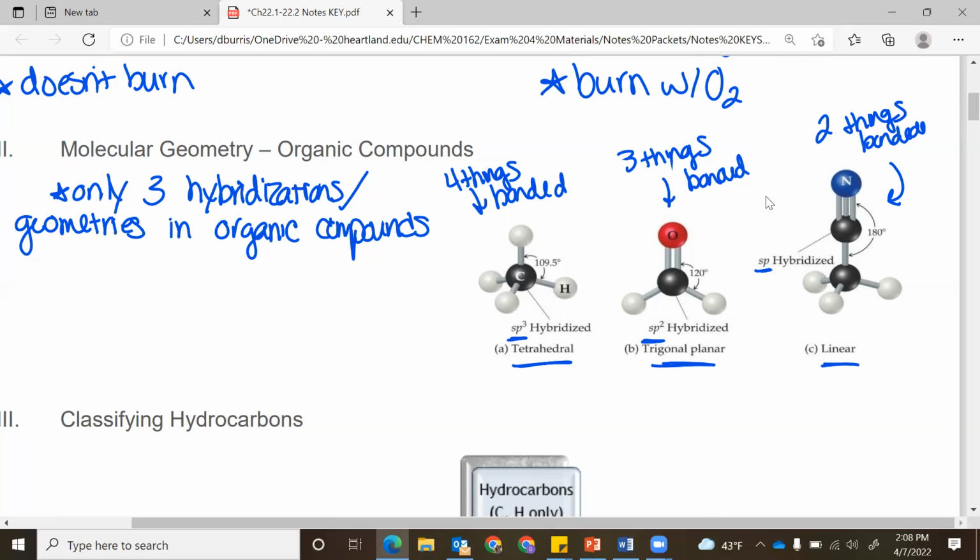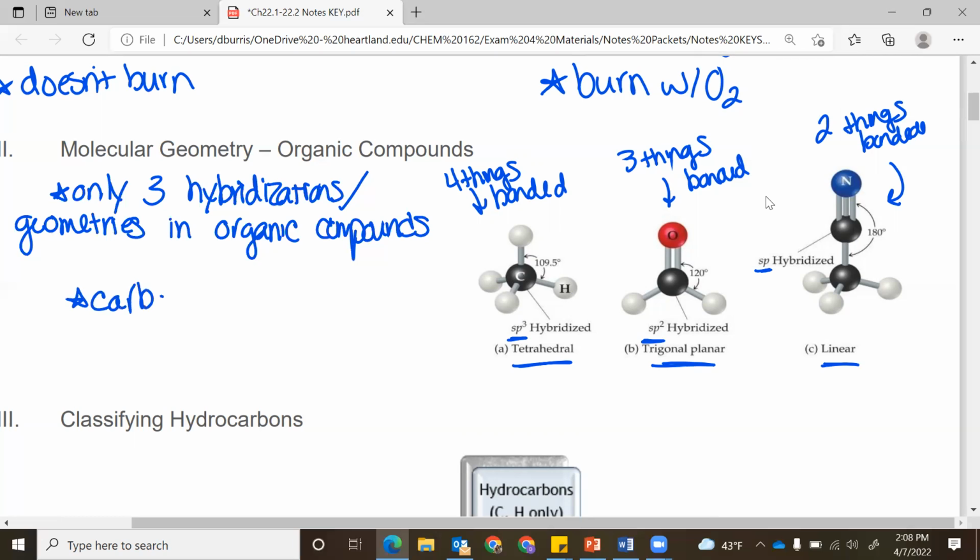Main reason being, carbon only makes 4 bonds. So we really can't do anything else. And it really doesn't like to have lone pairs. So none of these molecules have lone pairs on it. It's always 4 bonds. Could be a double bond or a triple bond, but it's going to be 4 total. Okay, so that's the whole reason.